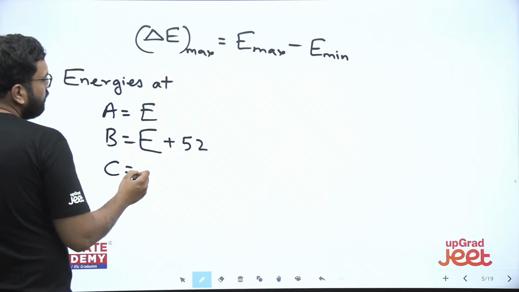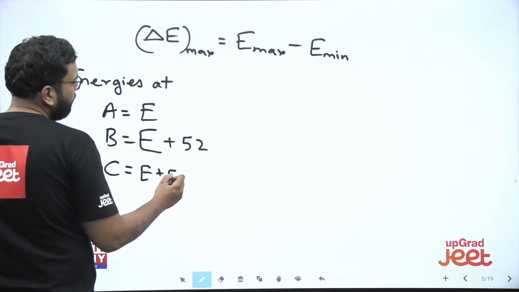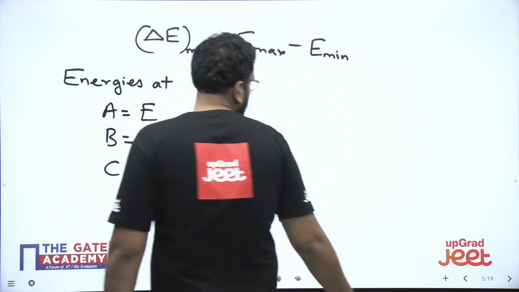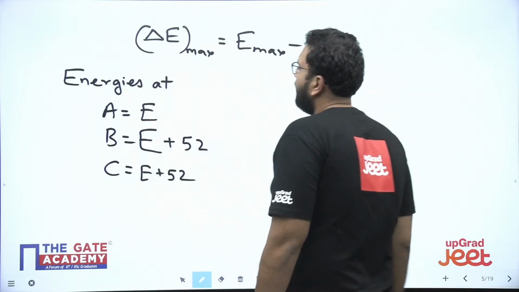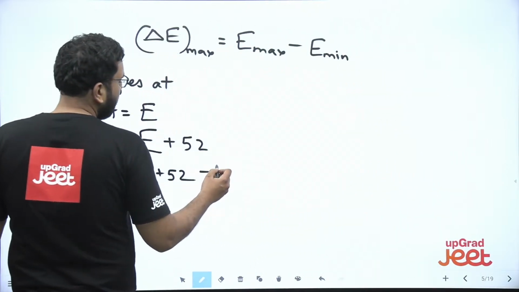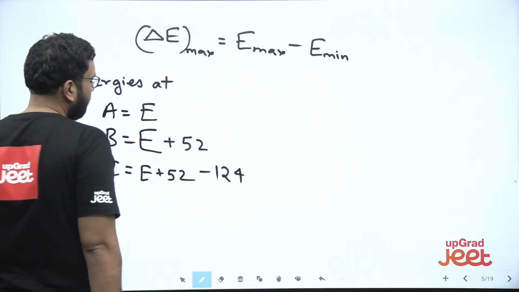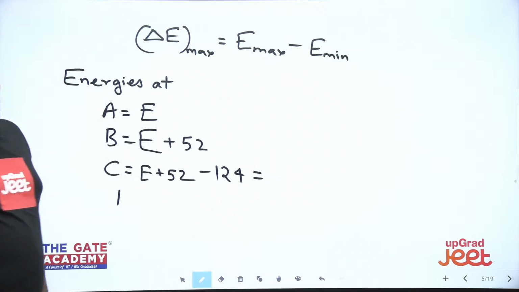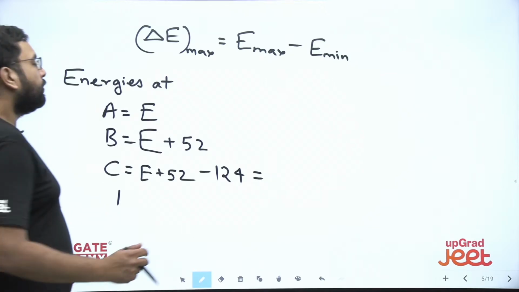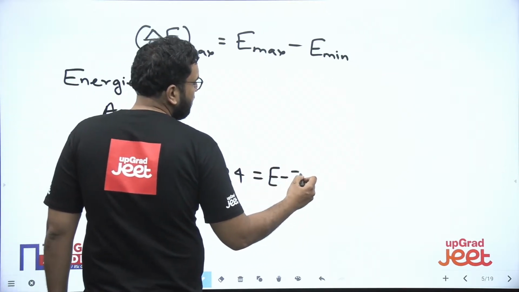Now what is the energy at C? So we can write E plus 52. Now you can see the area is downward, below the mean line, so we can subtract 124. So it is minus 124, right? Similarly, when we calculate, we will be getting E minus 72.